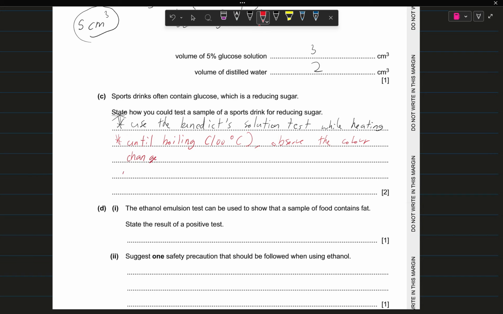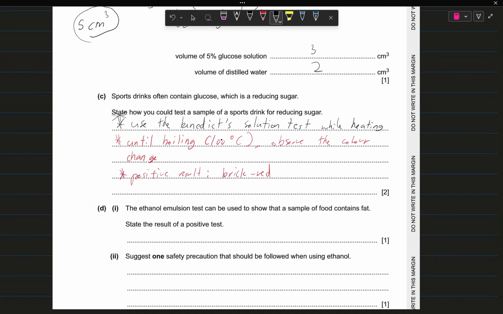And then you should basically describe what a positive result would be. For the Benedict test, it would typically be brick red if there was a lot of reducing sugar. If it was a moderate amount, it'd be yellow to orange. An intense concentration of reducing sugars will be about brick red, and absolutely nothing would be blue. So initially it's blue, and then it turns brick red if there's actually reducing sugar.